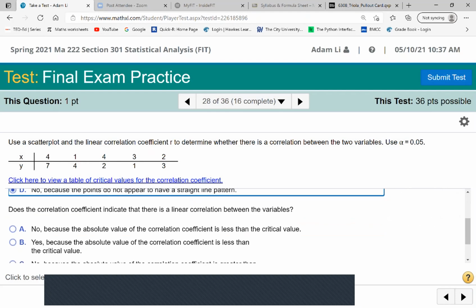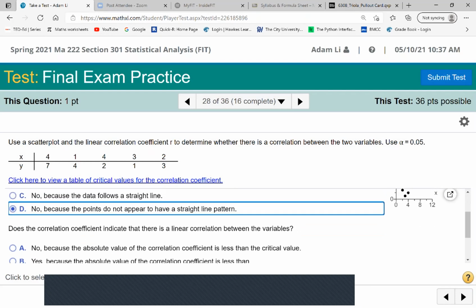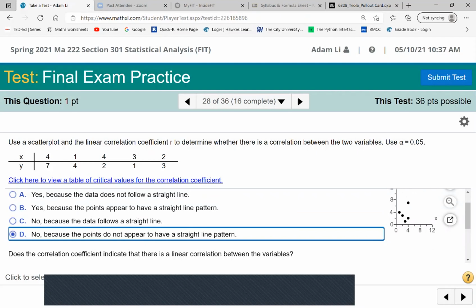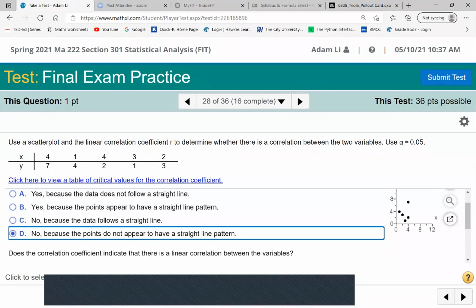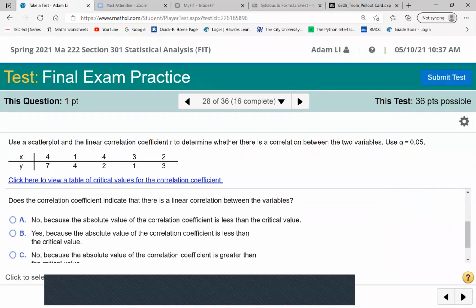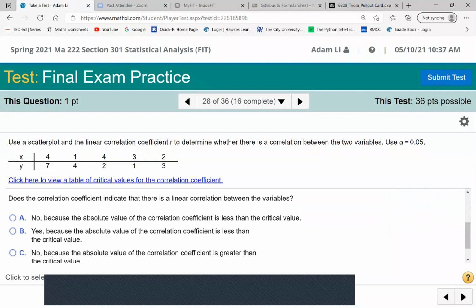Does the correlation coefficient indicate there's a linear correlation between the two variables? It's a linear correlation, but it's a very weak one, right? So no, because of the absolute value. Now we're going to compare this correlation coefficient with the critical values, where alpha equals 0.05.